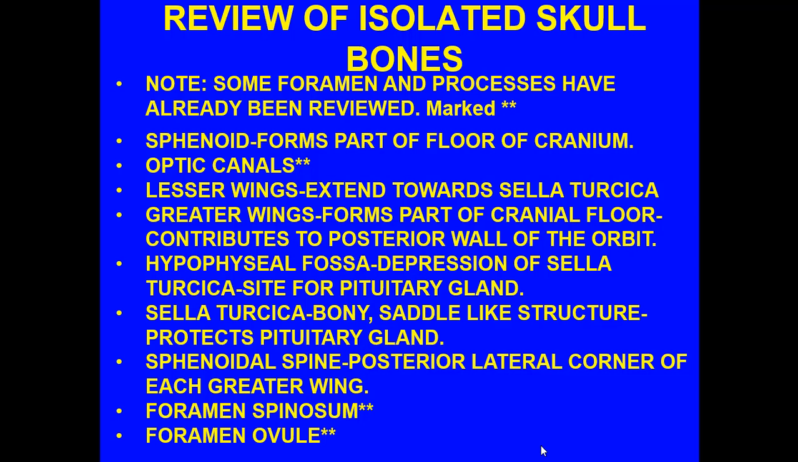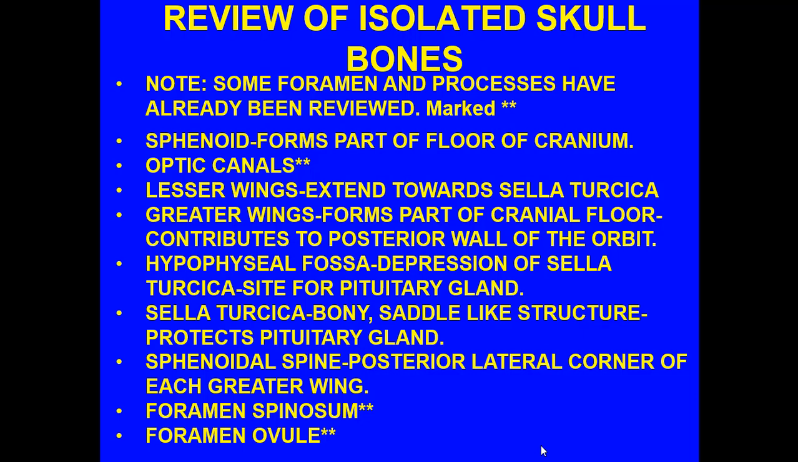Now, some of the foramen and processes have already been reviewed. And that's where I'm going to be putting 2 asterisks on the slide. Okay? The sphenoid forms part of the floor of the cranium. You have also the optic canals, which I mentioned. Now, there's going to be several other important structures. One of them is in the sphenoid, you have the lesser wings, which extends toward the sella turcica. You have also the greater wings, which forms part of the cranial floor. That contributes to the posterior part of the orbit. Okay? These are unique structures.